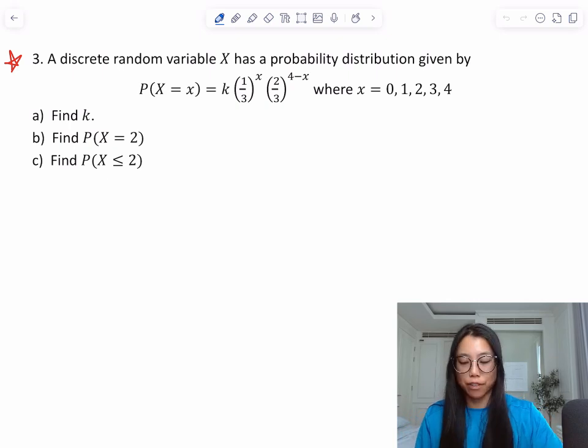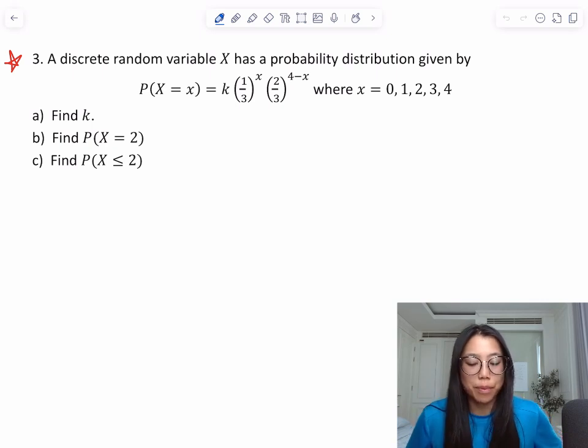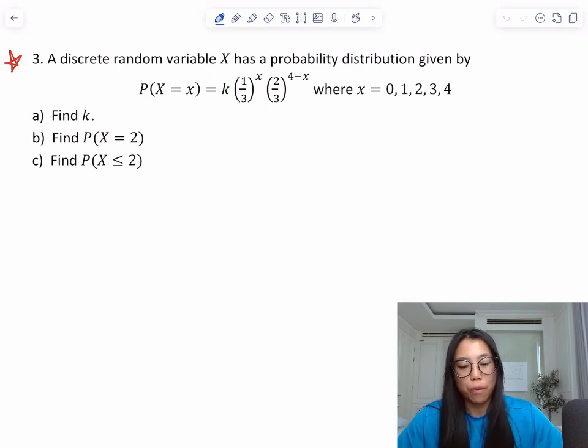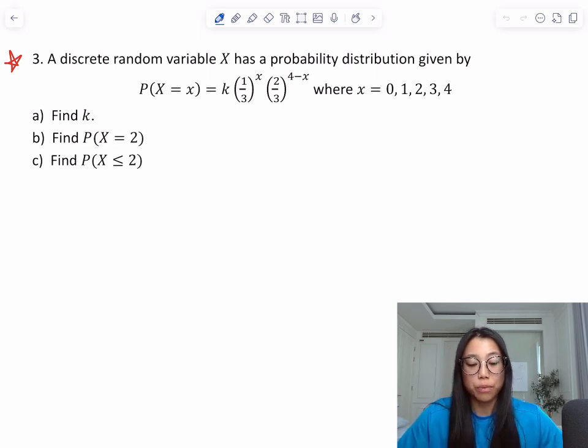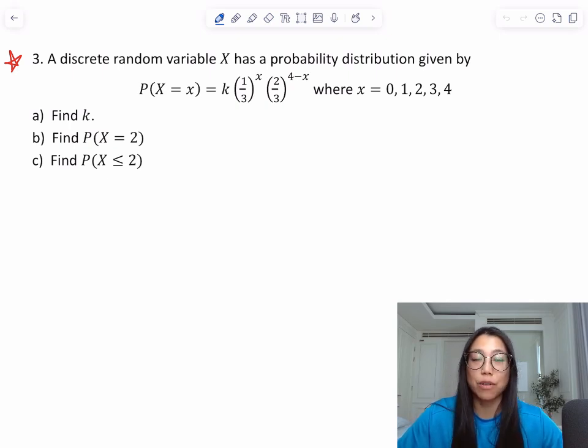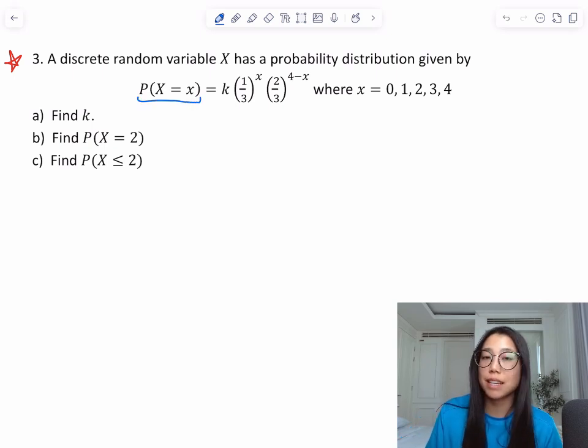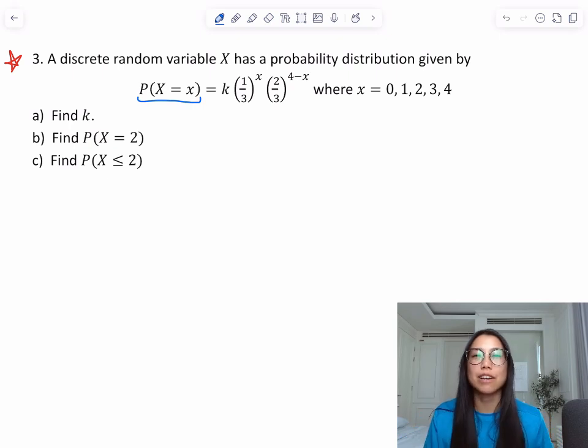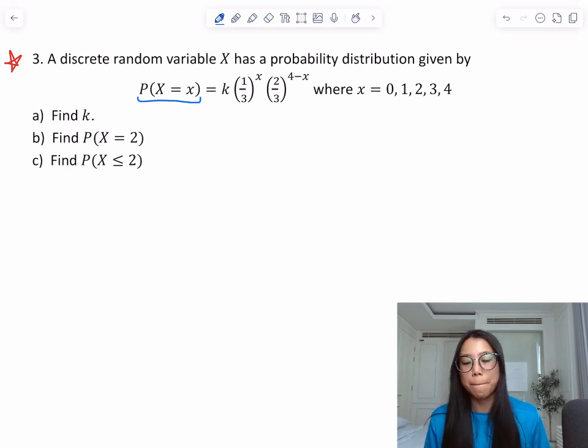Okay, so here is the first question. A discrete random variable x has the probability distribution given by this formula, where x is equal to 0, 1, 2, 3, or 4. So we know this is a discrete distribution because x can only take on certain values. This is in contrast to continuous variables where x can take on a range of values. So discrete quantities are usually counted and continuous quantities are measured.